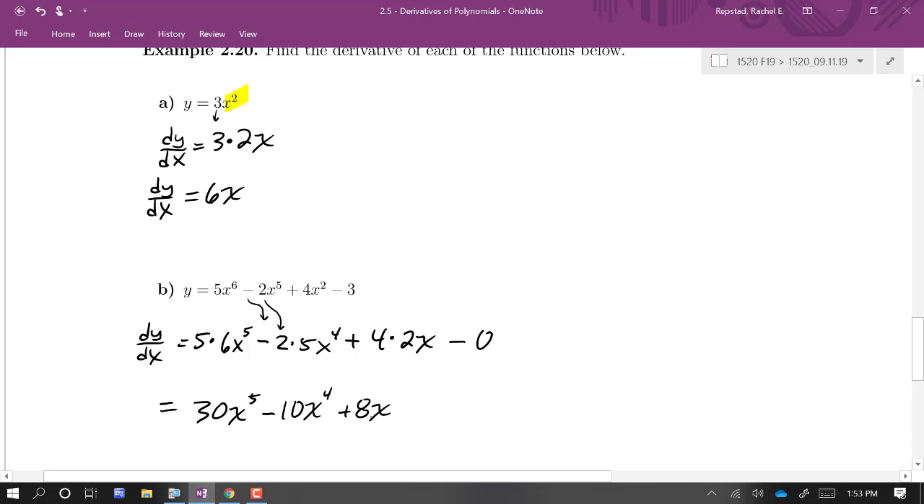Can I ask, is that how you want us to do it? No, it's fine to just do it. Eventually you're going to, maybe you're there already, but the idea is that we can look at a function like this and be able to go right to the derivative. Like, bring the 6 down, times 5, that's 30x to the 5th. Bring the 5 down, times 2, that's 10x to the 4th. 8x, and that drops out because that's a constant.